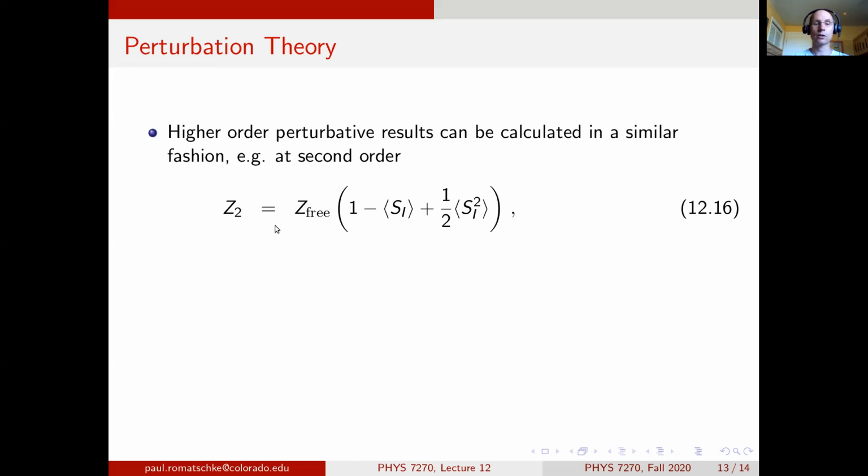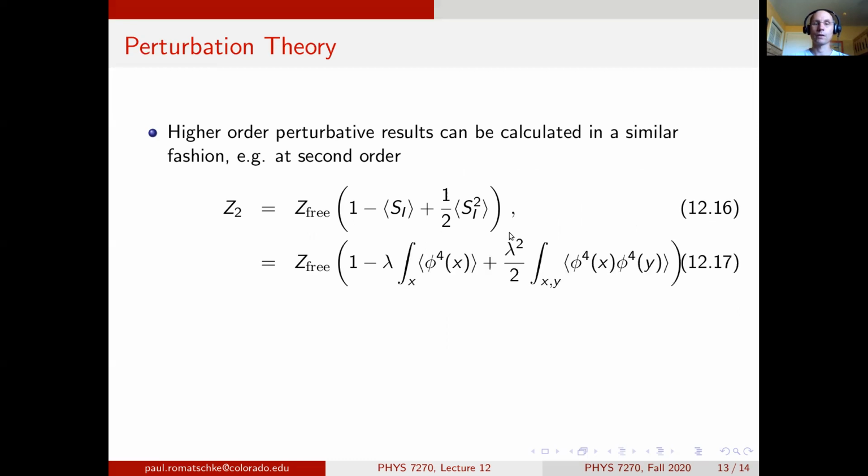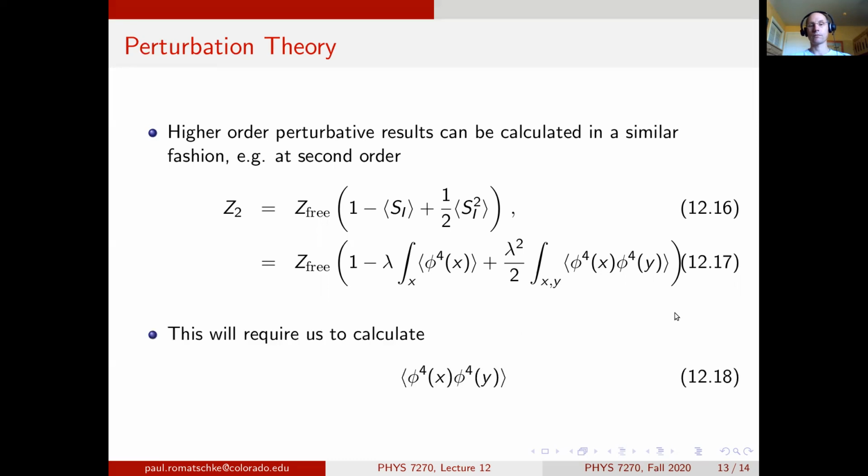In particular, to second order in perturbation theory, we get that the partition function is equal to the free partition function times 1 minus S_I plus 1/2 S_I squared. We can again plug in values for the interaction action directly, and we find that at second order, we now have an integral over x and y of phi to the 4 of x, phi to the 4 of y. Clearly, in order to calculate the second order perturbative result, we'll need to calculate an expectation value of phi to the 4 of x, phi to the 4 of y.